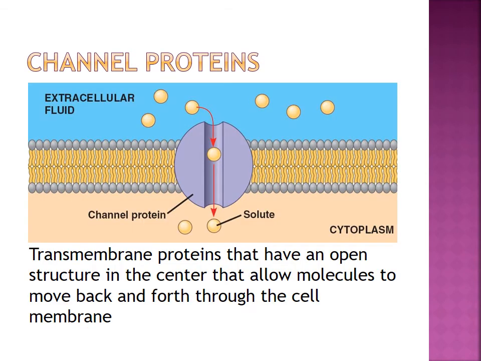So first up, we got our channel proteins. Channel proteins form a channel, like the English Channel. Think of a waterway. They're transmembrane proteins. They go all the way through the membrane, and they have an open structure. So anything that's on one side can flow straight through to the other. It's like a water slide or a tube in Mario Brothers. You go from one side to the other.